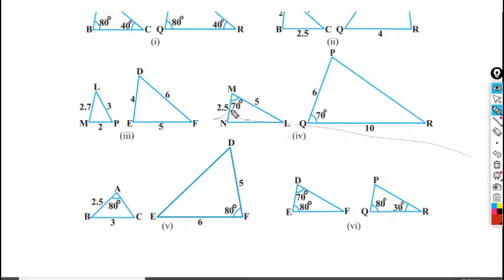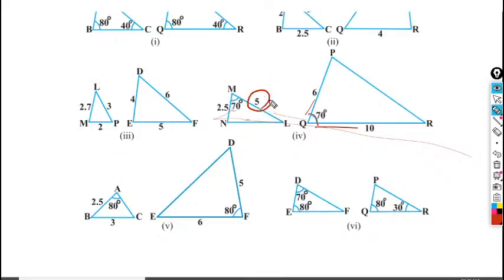Two sides and one angle, okay? Or one angle and two sides in between. Similarly, one angle, two sides in between are given. So we have to compare. First thing is the angle is the same. There is no problem with the angle. Now we'll see the sides.